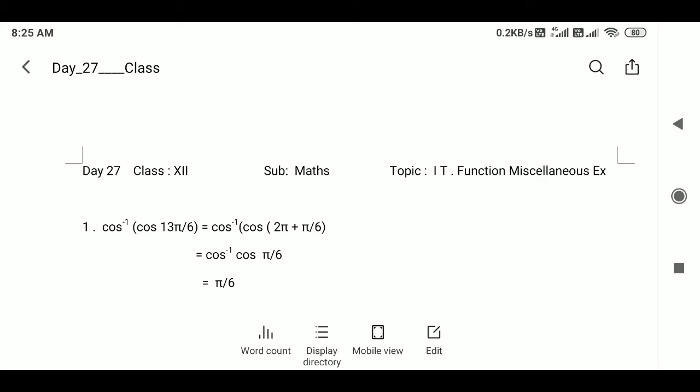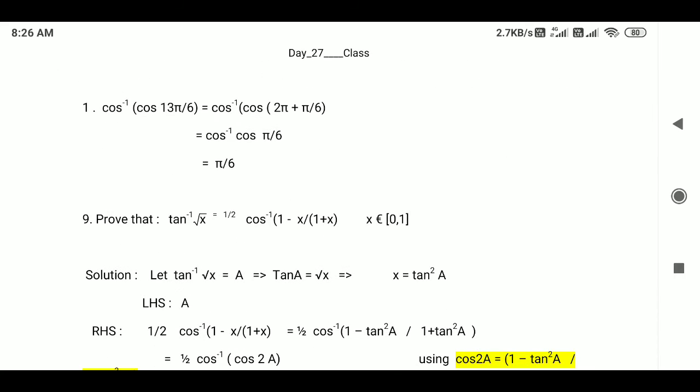So cos inverse cos (2 pi plus pi by 6) is equal to cos inverse cos pi by 6. Now pi by 6 is a value from the principal branch of cos inverse, that is 0 to pi. So cos inverse and cos remove, and we get the value pi by 6. Thus you can solve other parts.